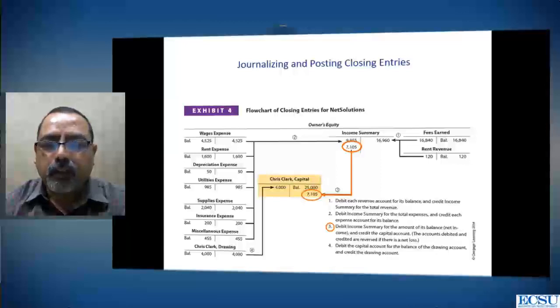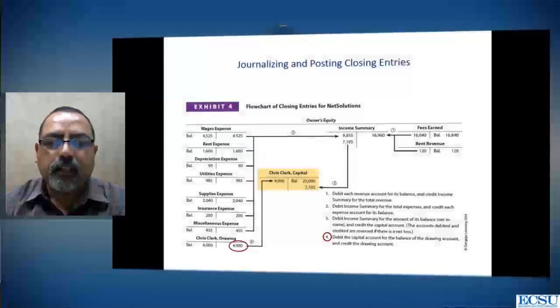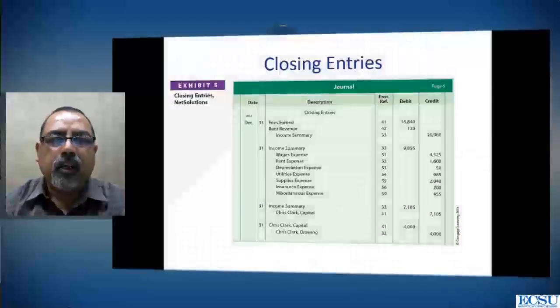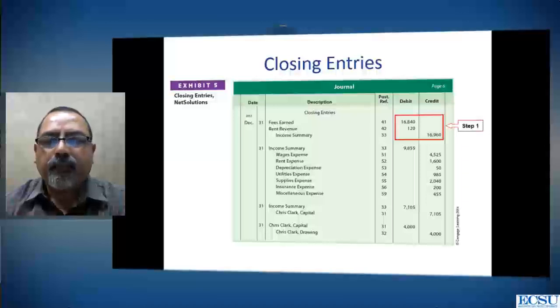And the fourth one is I will be debiting the capital account for the balance of the drawings account and crediting the drawings account. So that is how I will be doing and closing. So these are the four entries that you will do every time you have to close your books of accounts. So these are your closing entries, and we'll be posting these closing entries and writing them as closing entries in the item in each and every ledger.